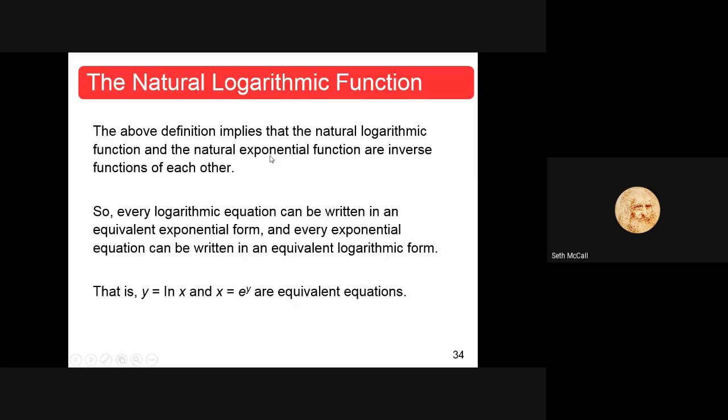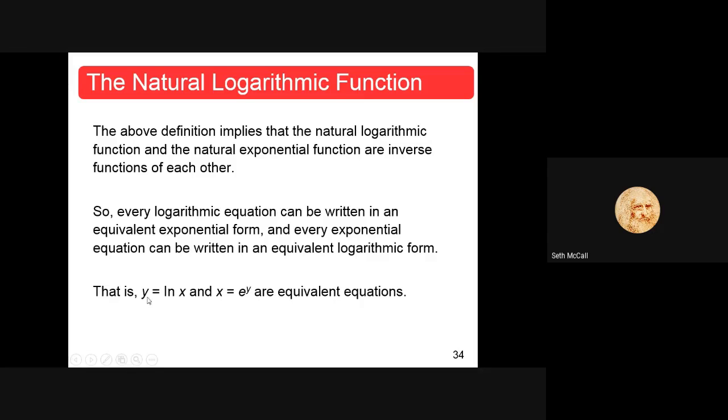The above definition implies that the natural logarithmic function and the natural exponential function are inverse functions of each other, which goes right along with what we discussed before, that logarithmic and exponential functions are inverses. So every logarithmic equation can be written in an equivalent exponential form, which is basically the very first log rule that we learned. And every exponential equation can be written in equivalent logarithmic form.